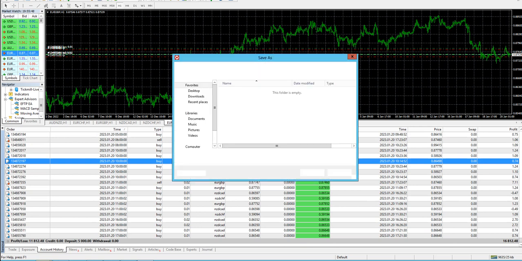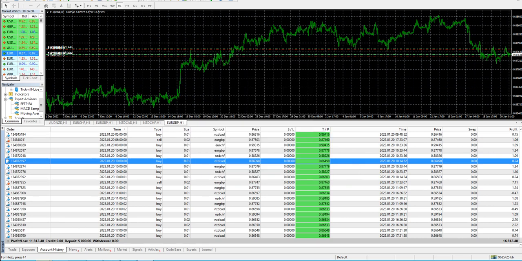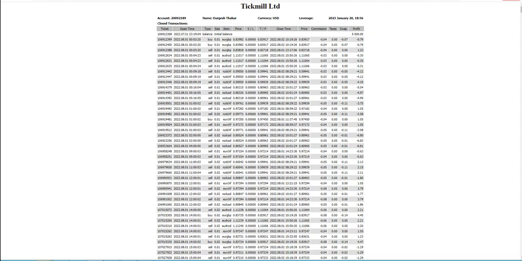And let me go through the trading history. I would say save as detail report, EFTP EA from 1st August. So today is 20th of January 2023. Please be with me, it might take a few minutes. Okay, so today is 20th of January, and this is what the report is.